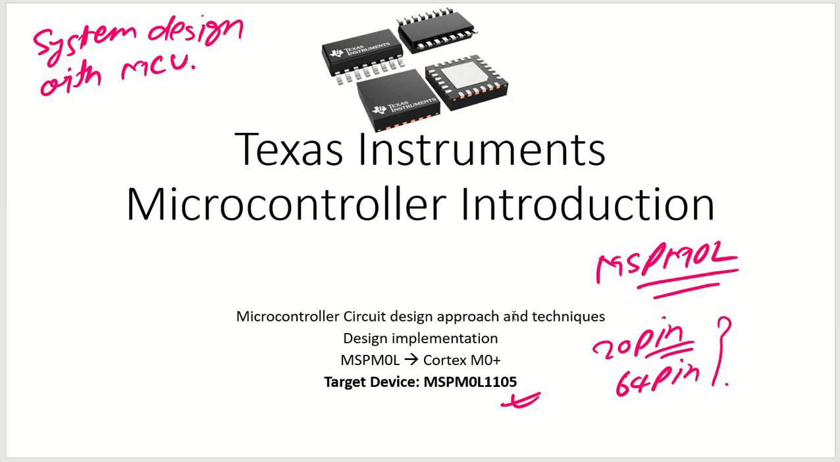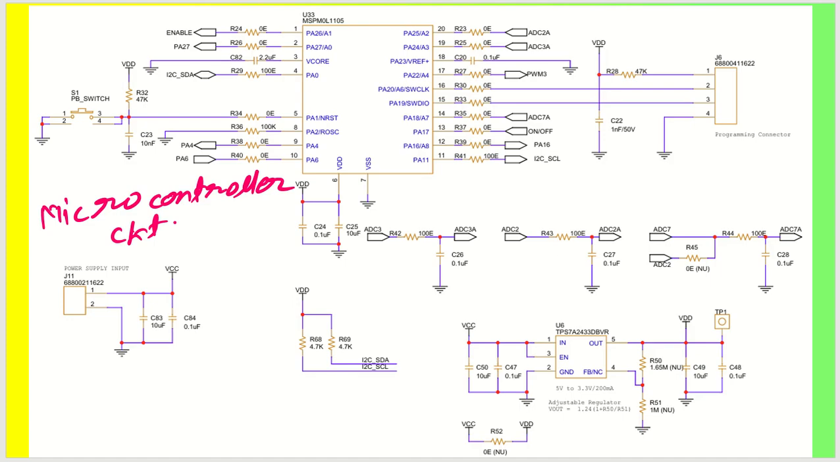Okay. So let us say a snip of the circuit that I have given here. This is my microcontroller and there are peripheral circuits attached to it, like a push button switch, an NRST pin, a programming connector, and a power supply. How to start with all these designs, we will see one by one.